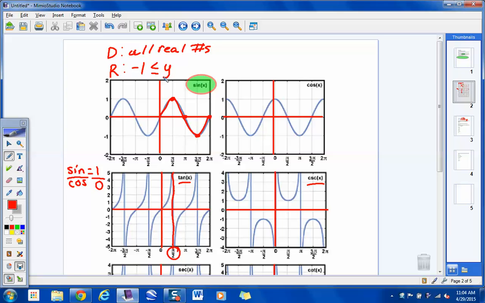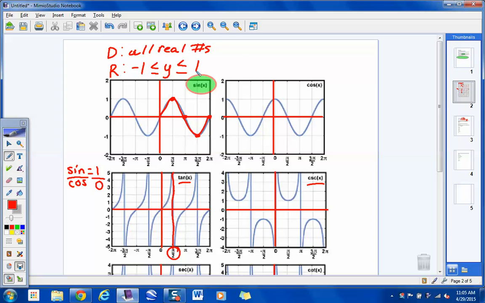What's the highest it can be? Positive 1. So I write it like this: y has got to be greater than or equal to -1 and less than or equal to +1. What that really says is my y values, or your range, goes from -1 up to +1.